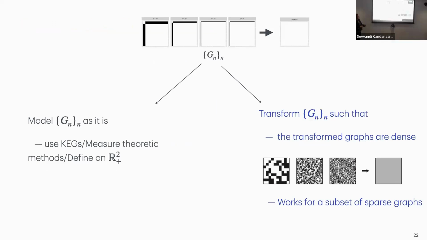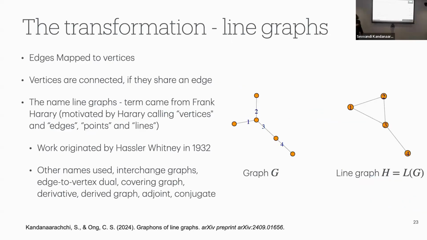So what we are proposing is something slightly different. This is the original problem. Let's transform the graph sequence such that the transformed graphs are dense. If we can do a transformation to G such that the transformed graphs are dense, then we are out of that problem. That is what we are proposing. The method we are talking about works on a subset of sparse graphs. It doesn't work for all sparse graphs, though. That's the limitation.